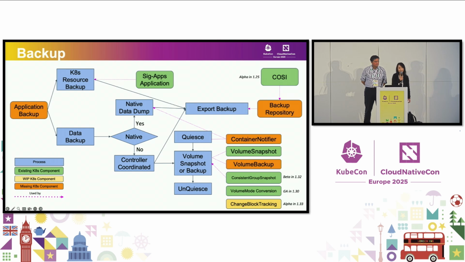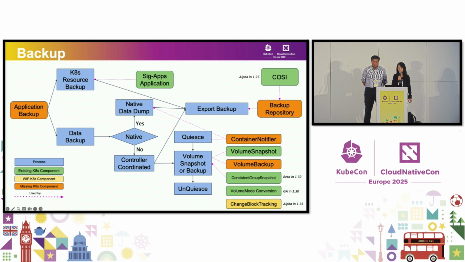To ensure application consistency, we first need to quiesce the application, and then we take a snapshot. After that, we need to unquiesce the application. The backup for both the Kubernetes metadata and the volume data needs to be exported to the backup repository. The backup repository is a repo or location that you can use to store data and metadata.